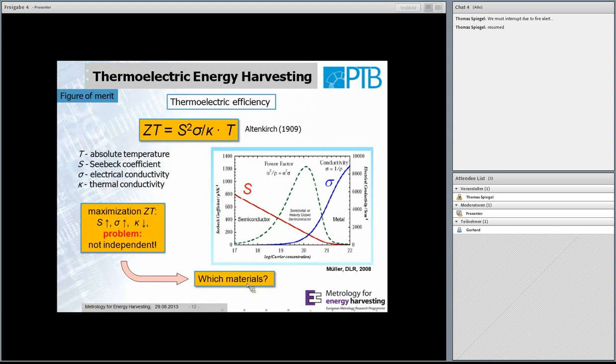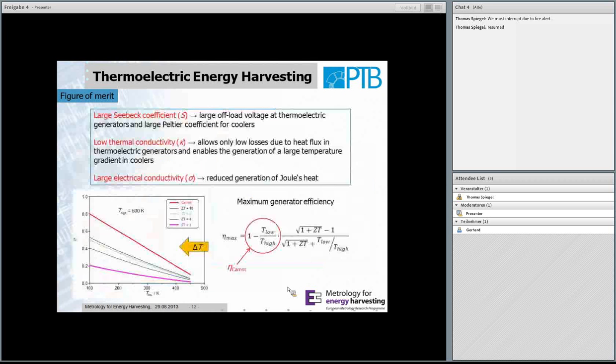Unfortunately, it is not possible to modify one of these three parameters separately without changing the others, because they depend on each other. For instance, you can see here the dependence of the Seebeck coefficient and the electrical conductivity on the carrier concentration in a material. Seebeck coefficient is decreasing with increasing carrier concentration, and the electrical conductivity is increasing. So therefore, the question arises which materials can be used to get a high efficiency.